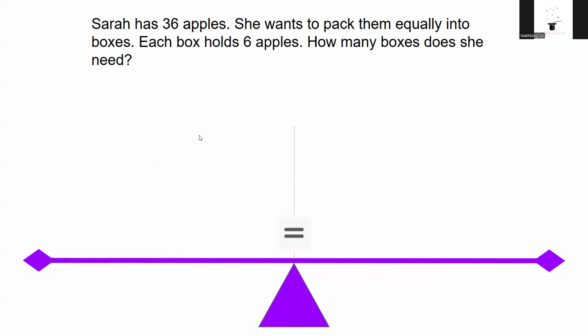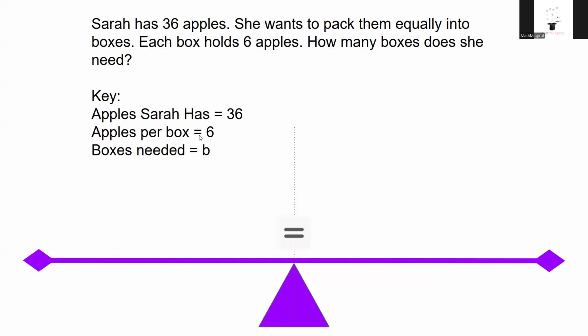Now, I always think it's good to start healthy habits young. And so when you're doing word problems, I always recommend making a key. With these more simple problems, it may not be necessary now, but as you get older and get into more difficult levels of math, it does become necessary to keep the information organized.